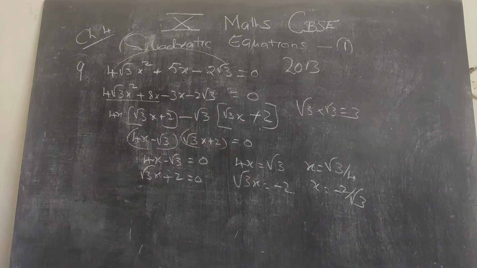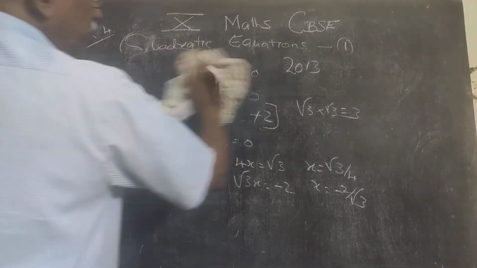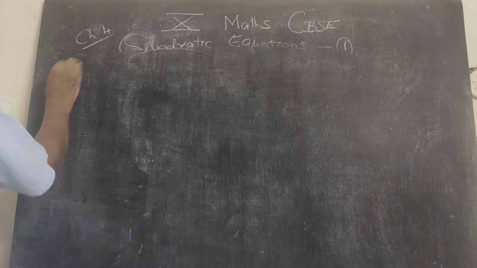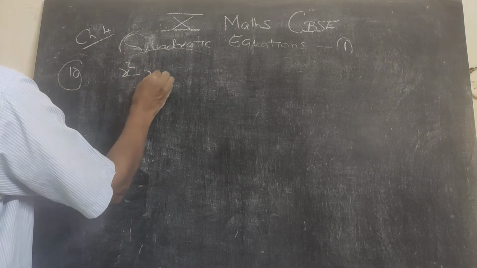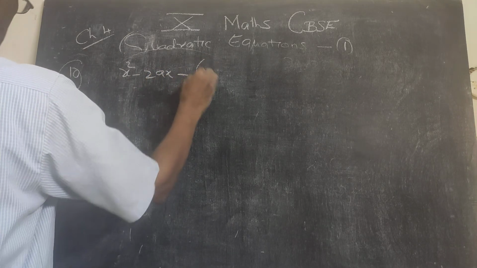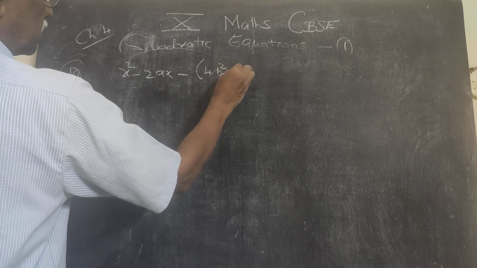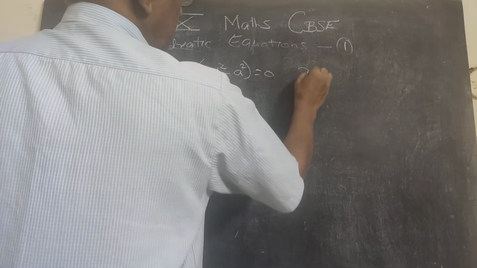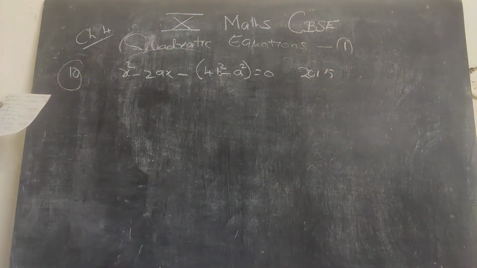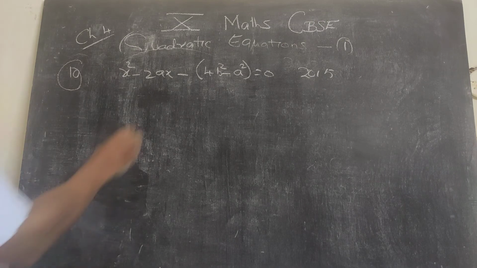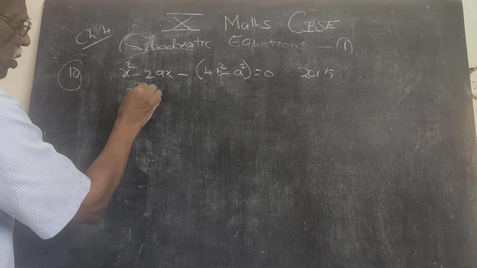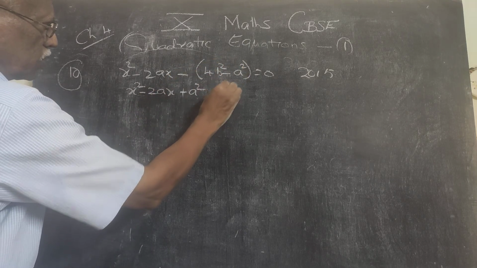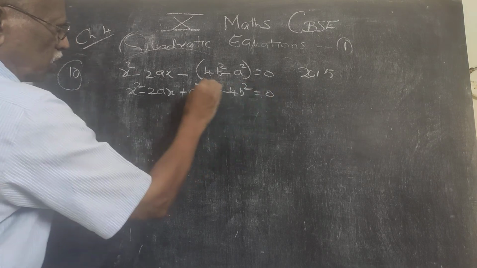Now we go for the last problem of this video. Question number 10. x² − 2ax − (4b² − a²) = 0, asked in 2015. The same model was asked in 2010. So you group it. Since a is there, you rewrite this as minus into minus plus a², and you write this as −4b² = 0.